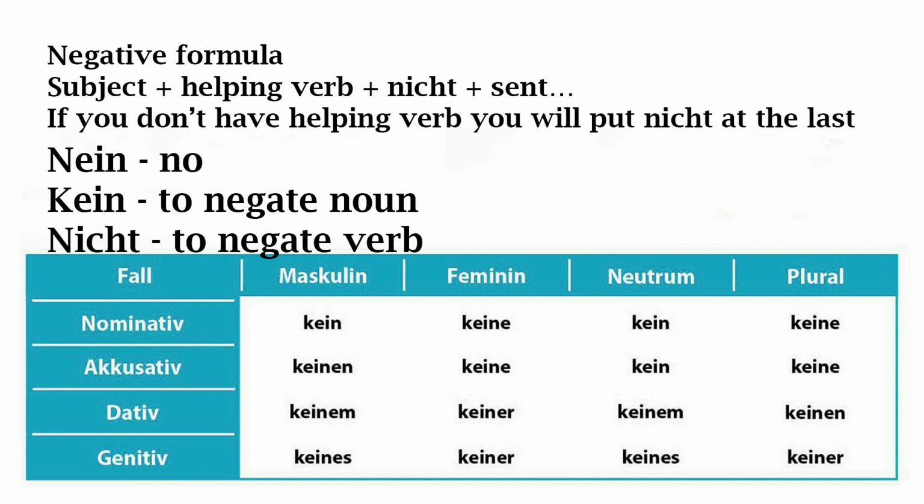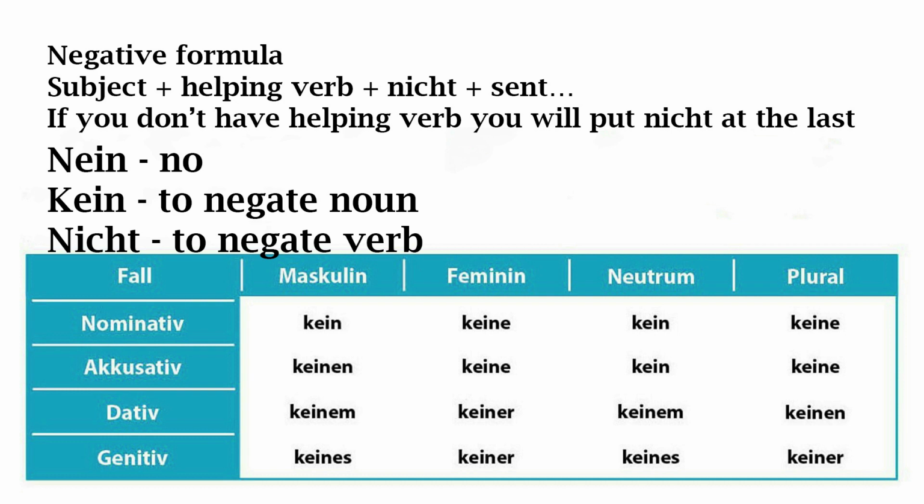So the formula of nicht is subject plus helping verb plus nicht plus sentence. But if you don't have a helping verb, how? Because in German there is a rule. If you have ing in the action of verb form, it means if you have present continuous tense, like I am working, you will not translate is, am, are, has been, have been. It means you don't have to translate the helping verb.